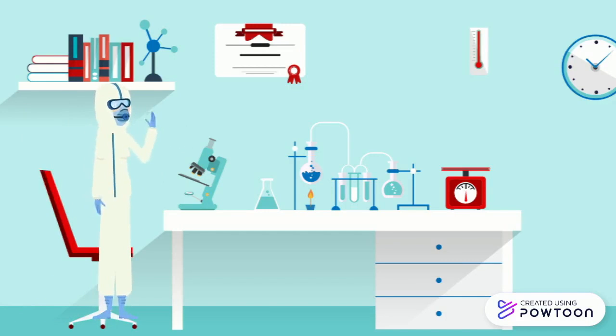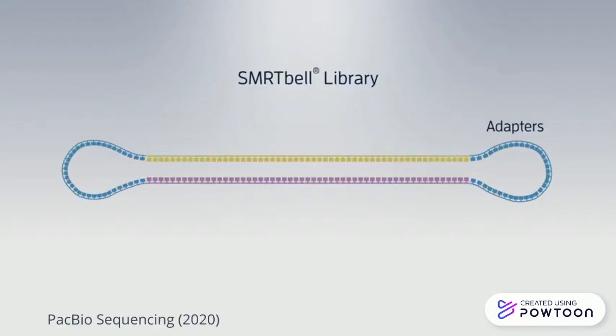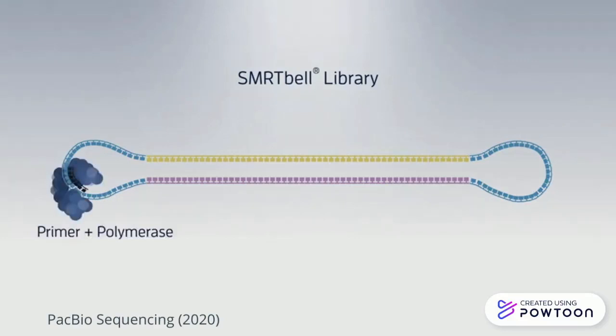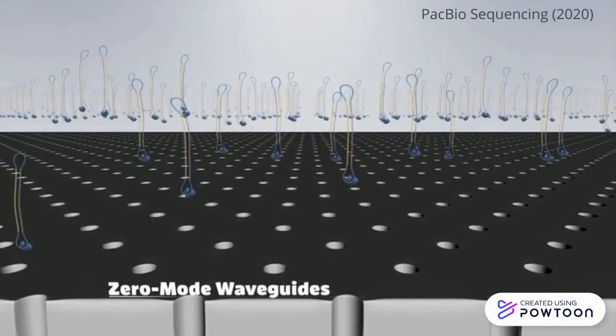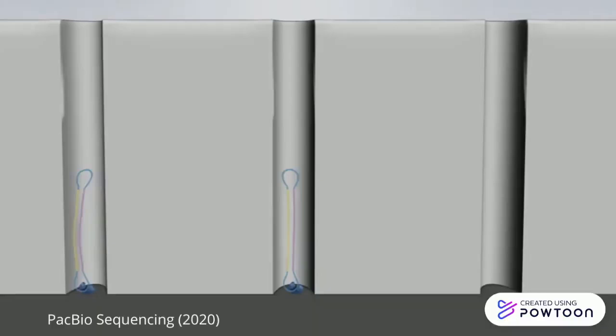Basically, this technology works by taking isolated DNA or RNA from any sample type and creating a library by ligating adapters to double-stranded DNA, thus creating a circular template. Primer and polymerase are added to the library, and the library is placed on the instrument for sequencing. The sequencer holds a SMRT cell, which contains millions of tiny wells called zero-mode waveguides, or ZMWs. Single molecules of DNA are immobilized at the ZMWs.